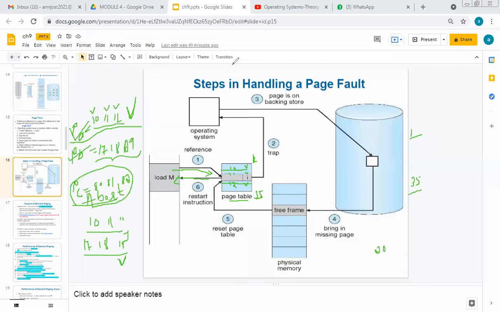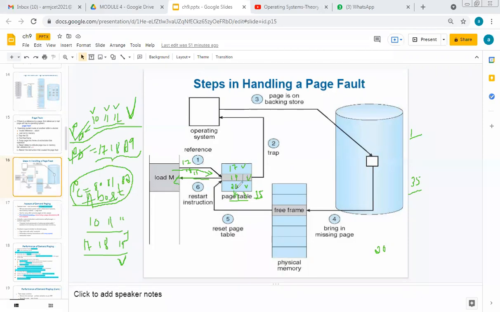So let's assume this case. Expectation is 17, 18, 19. What is the present state? I will show here. What is the present state here? 17 valid, 18 valid, 20 valid. But what is the expectation? 17, 18, 19. With respect to 19, it is I, invalid.